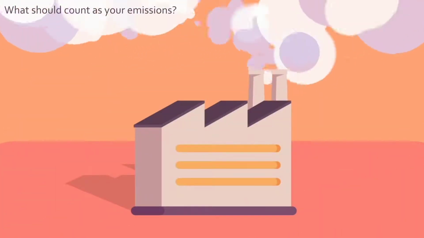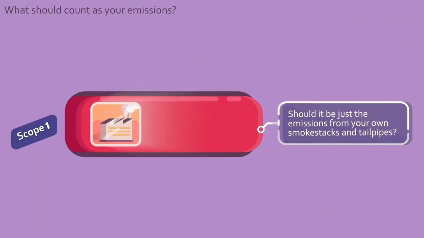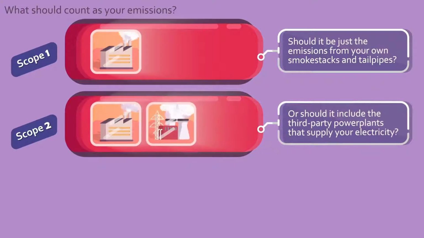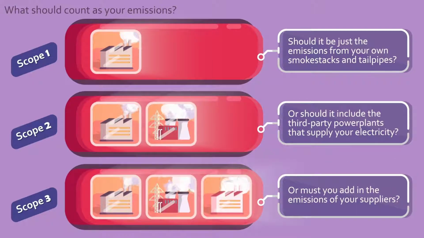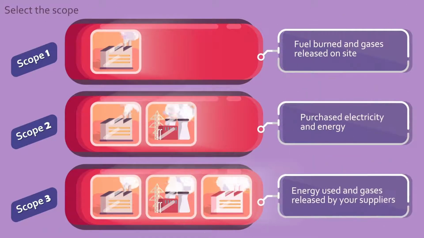But what should count as your emissions? Should it be just the emissions from your own smokestacks and tailpipes? Or should it include the external power plants that supply your electricity? Or must you add in the emissions of your suppliers? This is the question about scope. Scope 1, Scope 2, and Scope 3.